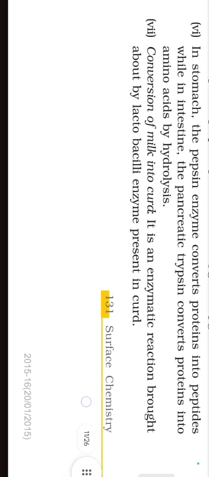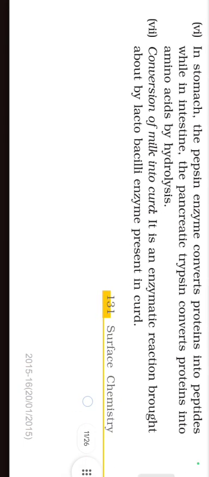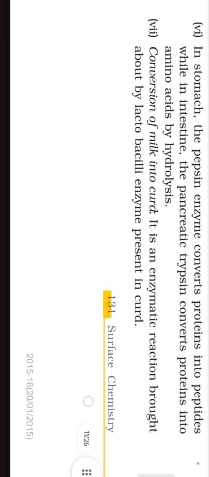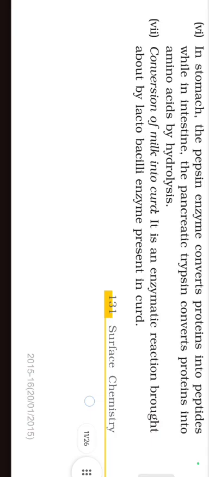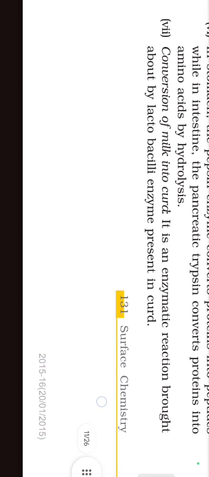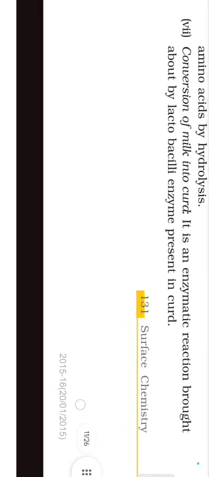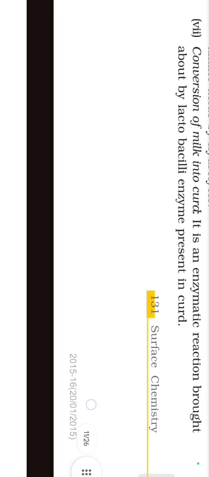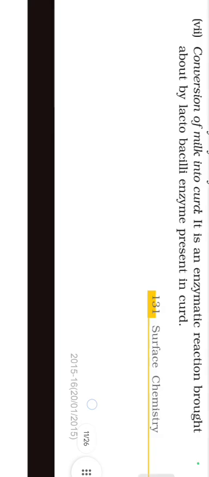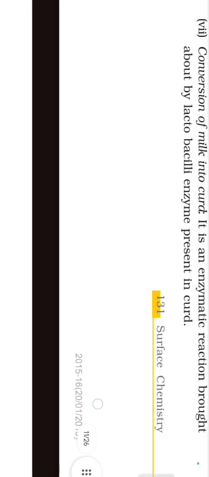Sixth, in the stomach, the pepsin enzyme converts proteins into peptides, while in the intestine, the pancreatic trypsin converts proteins into amino acids by hydrolysis. Seventh, conversion of milk into curd. It is an enzymatic reaction brought about by the lactobacilli enzyme present in curd.